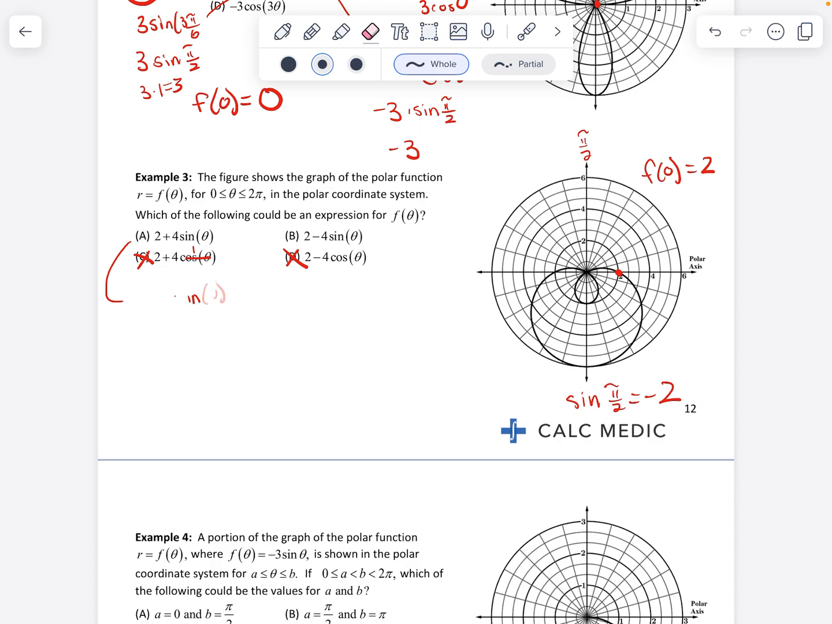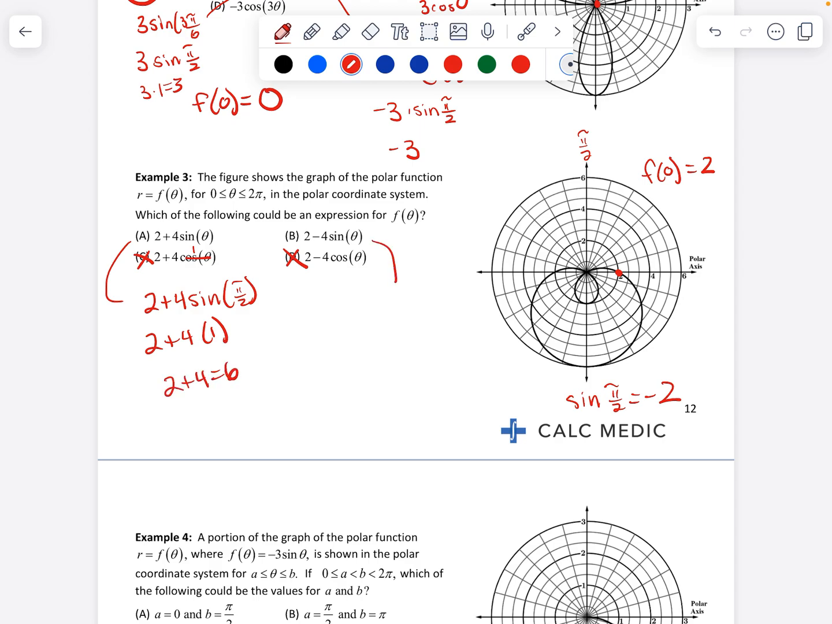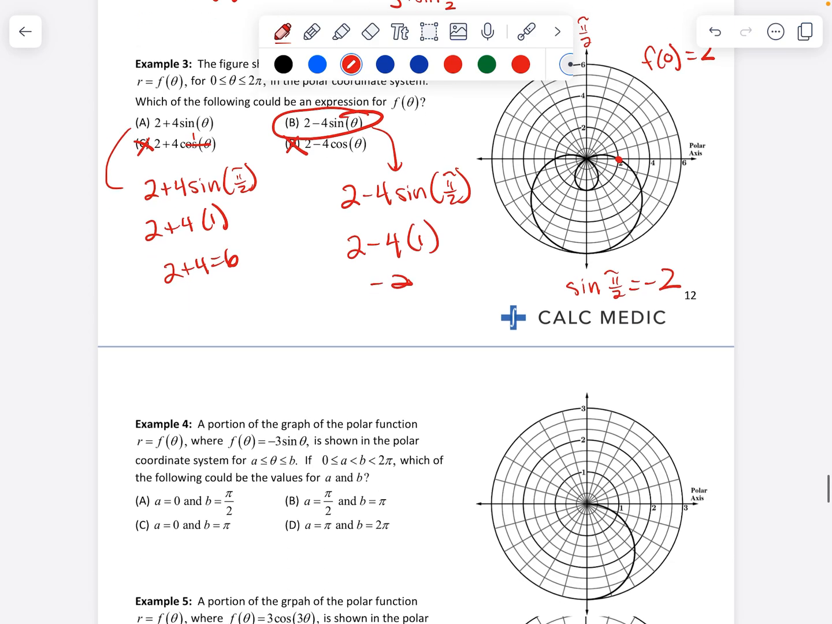Okay, so if I did the sine of pi over 2, 2 plus 4 times the sine of pi over 2, 2 plus 4 times 1, that gives us 6. Whereas this one, 2 minus 4 times the sine of pi over 2, 2 minus 4 times 1 is negative 2. So it has to be letter B.